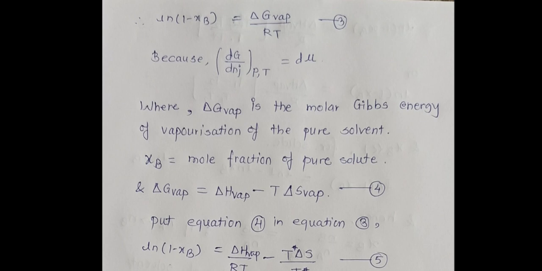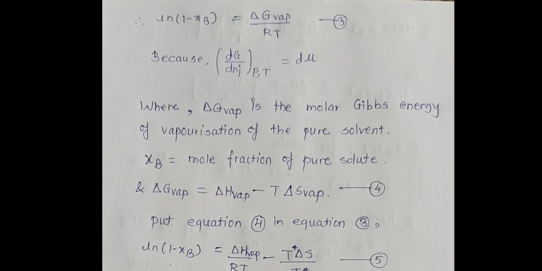It's equal to just put the value of delta G, and the value is delta H vaporization minus T delta S vaporization divided by RT. So when we put this value, the equation will become equation number 5. So, ln of 1 minus XB is equal to delta H vaporization divided by RT minus T delta S divided by T star. Now, this is our equation number 5.